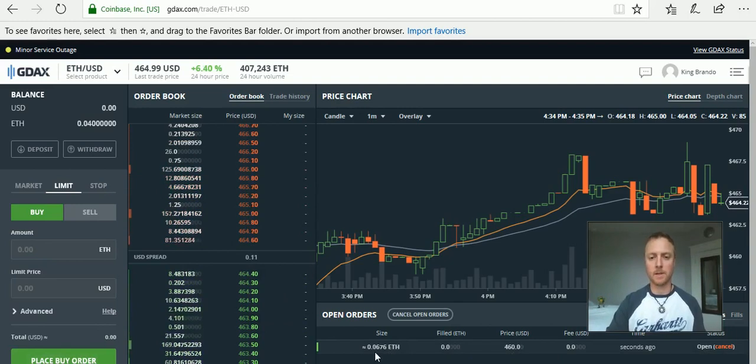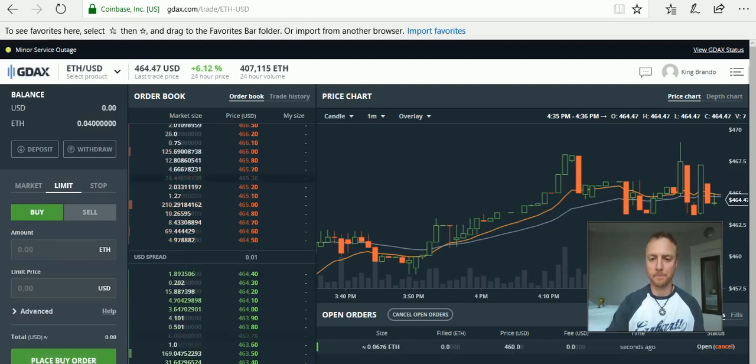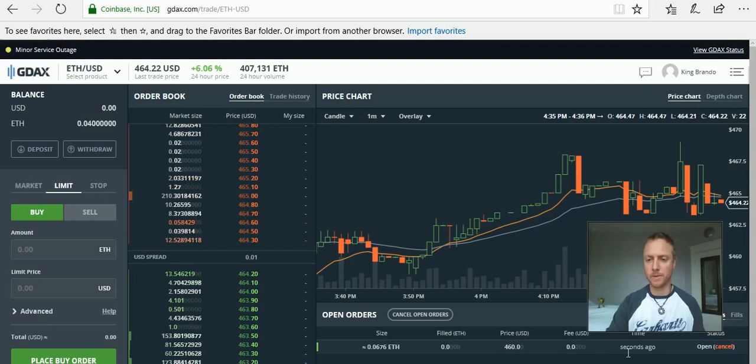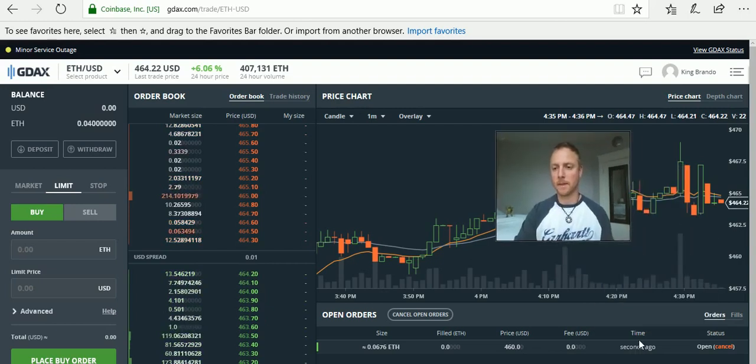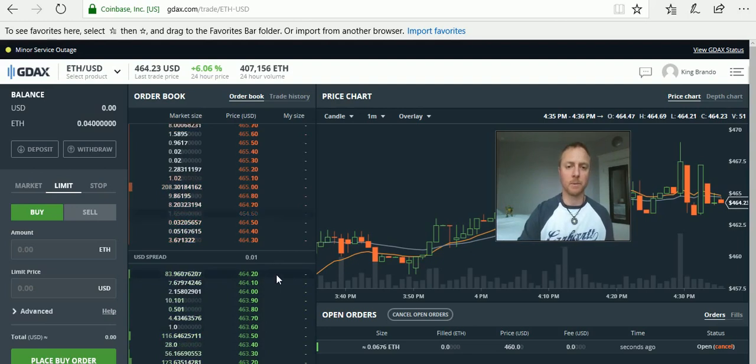Now I'm trying to buy 0.0676 Ethereum at $460. There's no fee. It was just placed. Let's move me out of the way. This order was just placed seconds ago, and this is where you can cancel it. Once the price starts going down and getting closer to 460, you will see your order over here. It will be in white, getting closer and closer to actually being able to be sold.